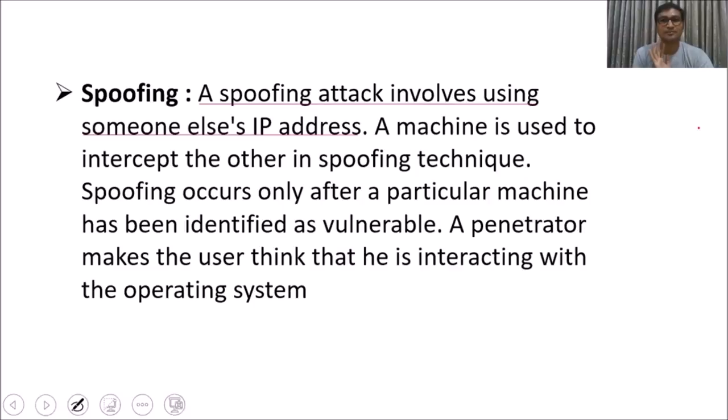Maybe a similar movie will be there in South, or a remake will be there, but I don't know the name of that remake. But this Bollywood movie, A Wednesday, is one of the superb movies on spoofing. And if you see Hollywood movies, so many Hollywood movies also use this technique to hack someone else's server.